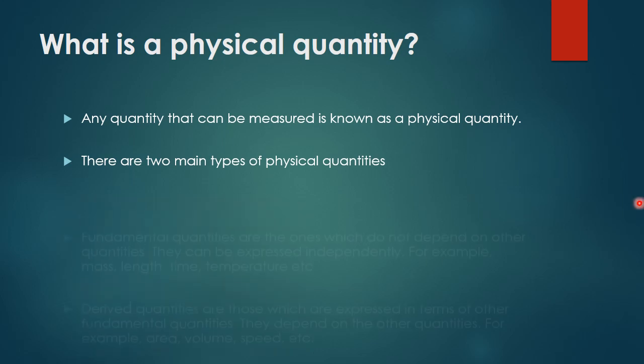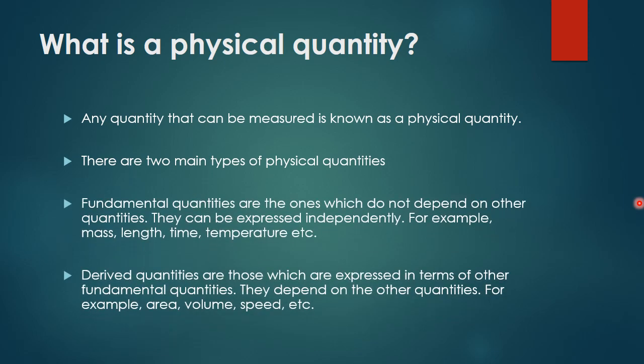Now let's quickly take a look at the definition of these two types of quantities. Fundamental quantities are the ones which do not depend on any other type of quantity for being expressed. They can be simply expressed independently. Let me give you a quick example. Suppose you have a rod, you do not know its length, you want to measure its length, you simply take a meter tape or a long scale and you measure it, and suppose it comes out to be something like 30 centimeters or something like this.